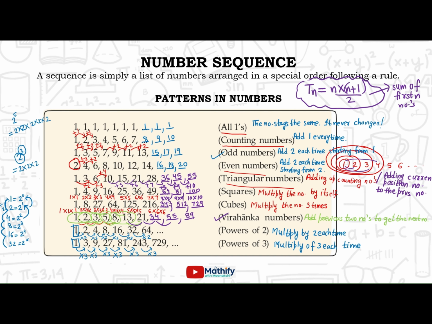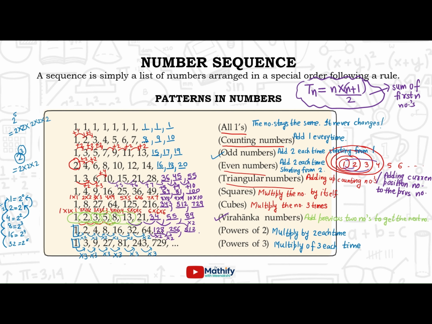Now let's move to the second last sequence, that's powers of 2. So here the rule is multiply by 2 each time. But as I told you, that starts from 1. Now what are the next three numbers? 64 into 2, that is 128. Then 128 into 2, that is 256, and then 256 into 2, that's 512.